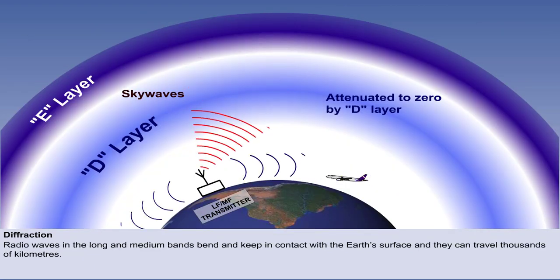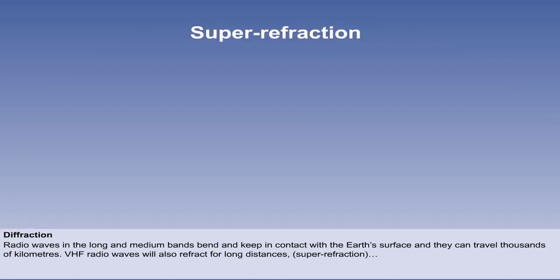Equally useful is atmospheric diffraction. In the low and medium frequency bands, radio waves tend to refract or bend to such an extent that they remain in contact with the Earth's surface, which increases range, possibly to thousands of kilometers. This bending also occurs in the VHF band during some meteorological conditions, which results in a radio wave hugging the Earth and increasing range. This effect is known as super-refraction.